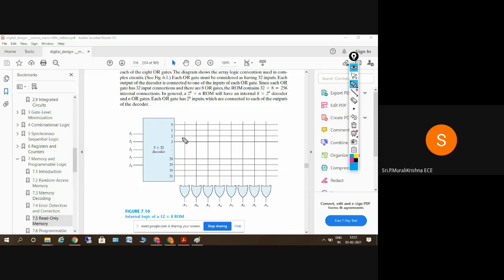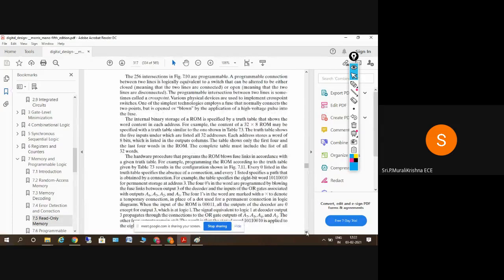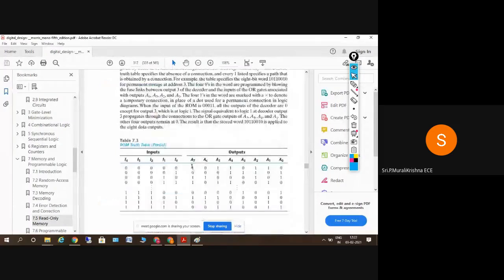Okay, so the general structure of a ROM will be like this. I'll let you know how the connections will be. We'll take a partial truth table here. This is not any kind of problem. So this is a truth table.